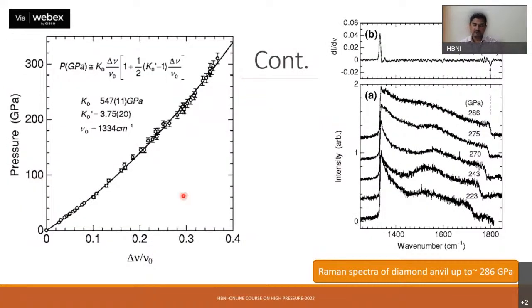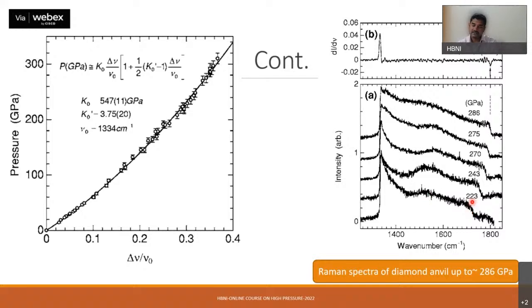So here is what I said about the higher order edge. This is a typical first order Raman spectrum of the diamond anvil. This is that 1333 centimeter inverse peak which I told you about, and it comes like this. Here it is shown only from 223 GPa up to 286 GPa. And if you see at ambient condition, this peak is a very sharp peak, and you don't get these higher edges. So as you increase the pressure, it shows the higher edge at the higher order.